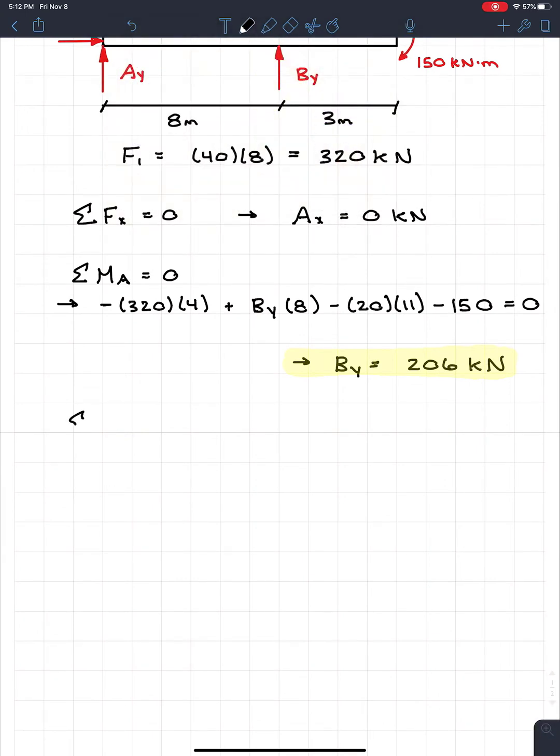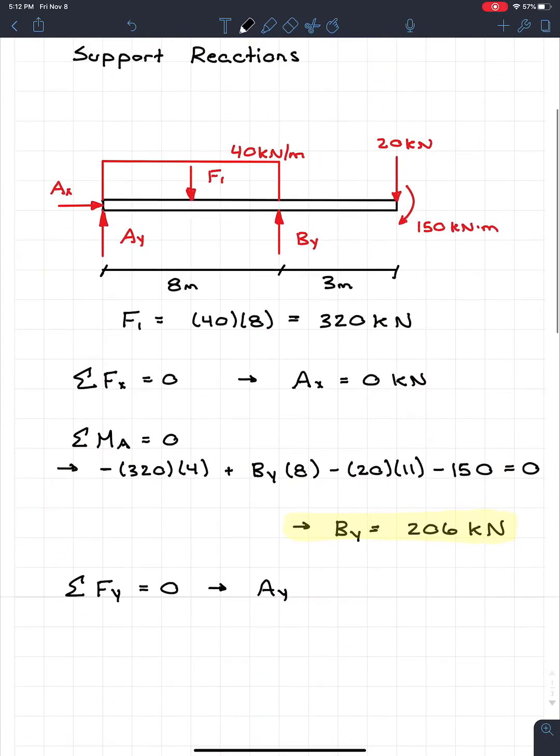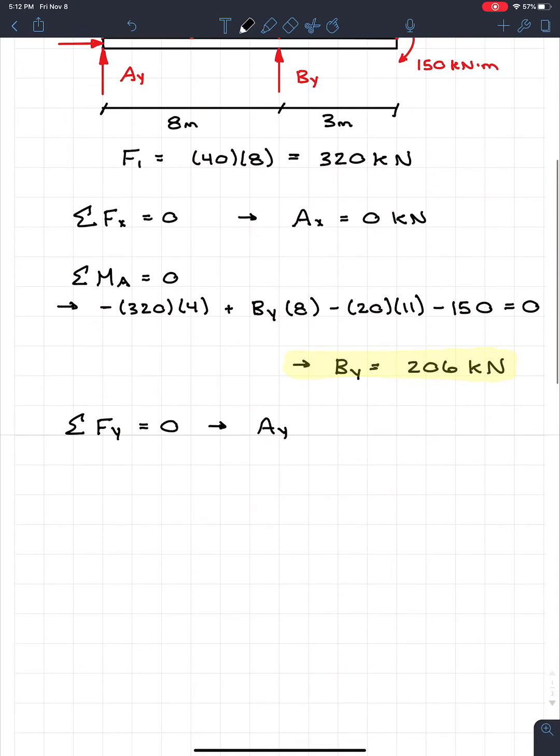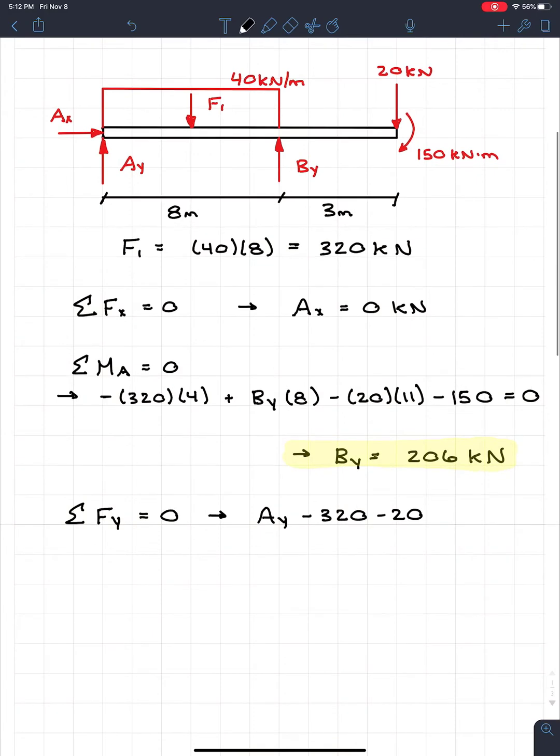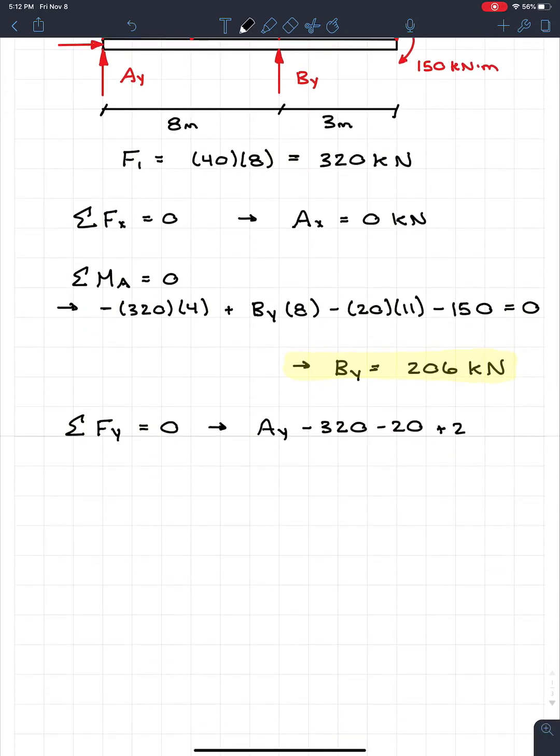So now that we found that one, it's very easy to find AY, because if we go sum of the forces in Y is equal to 0, we'll have AY going upwards, and then we'll have minus F1 and the 20. So minus 320, and then minus 20. And then we have plus BY, so plus 206 is equal to 0. So solving that, we can easily find that AY is going to be equal to 134 kilonewtons. It's also good to note that AY and BY both go up. So I'm just going to throw that real quick up here because we will need those directions a little bit later on.